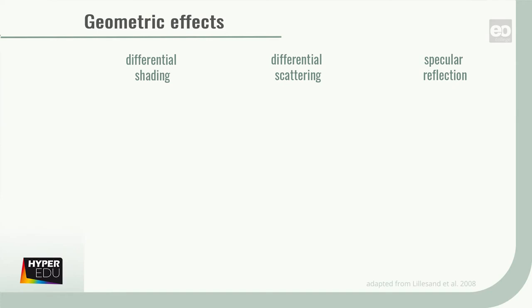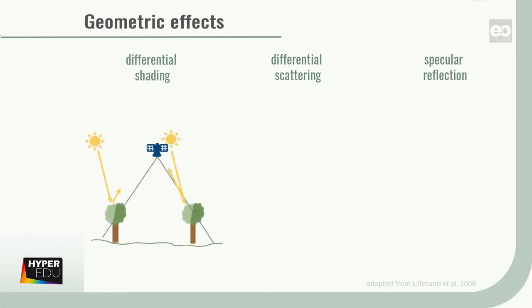Some typical geometric effects that can influence the reflectance in an image are, for example, differential shading, differential scattering, and specular reflection. Differential shading refers to variations in brightness that can result from similar objects being located at different image positions, as the sides of features may be either sunlit or shaded. In such cases, the sensor receives more energy from the sunlit side of a tree than from its shaded side. This is an effect of solar elevation and object height, with increasing influence at low solar angles and compounded by differences in slope and aspect over variable terrain.